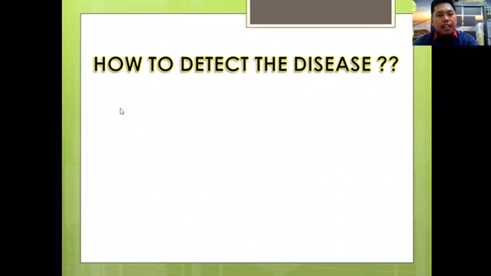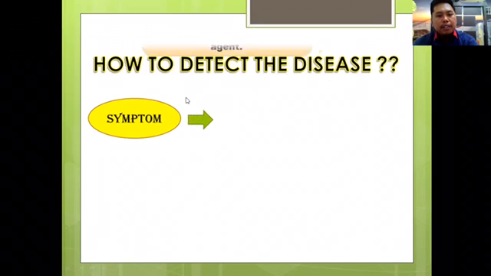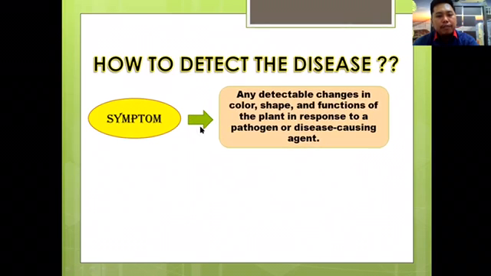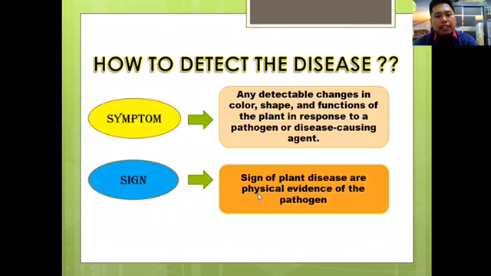In the next slide, I want to explain how to detect the disease. You must know about the symptom first. The meaning of symptom is any detectable change in color, shape, and function of the plant in response to a pathogen or disease-causing agent. Second, you must know about the sign. The meaning of sign: signs of plant disease are physical evidence of the pathogen.